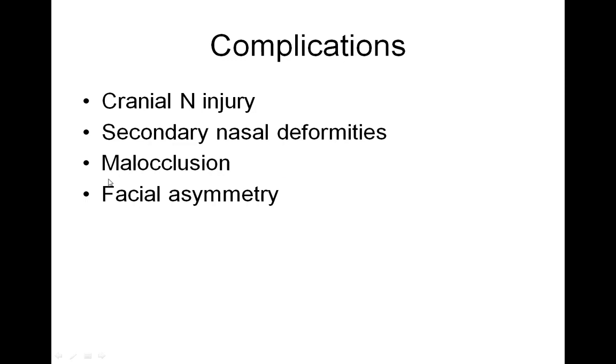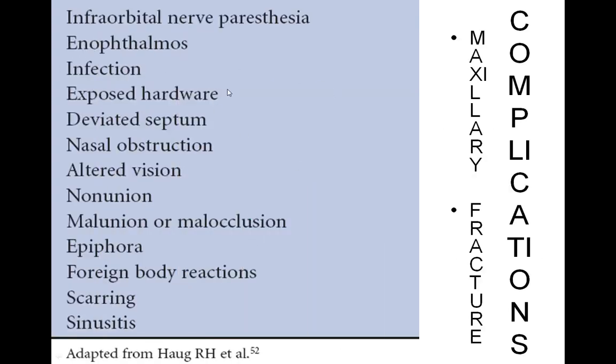What are the complications? Usually there will be cranial nerve injuries, secondary nasal deformities, malocclusion, and facial asymmetry. All these are the complications: infraorbital paresthesia, anophthalmos, infection, exposed hardware, deviated septum, nasal obstruction, altered vision, non-union, malunion or malocclusion, epiphora, foreign body reactions, scarring, sinusitis. That's all.